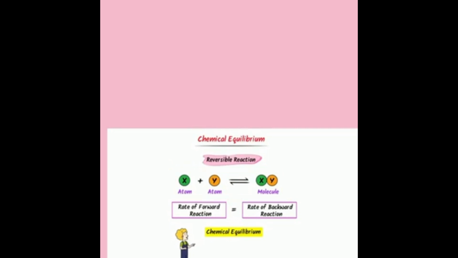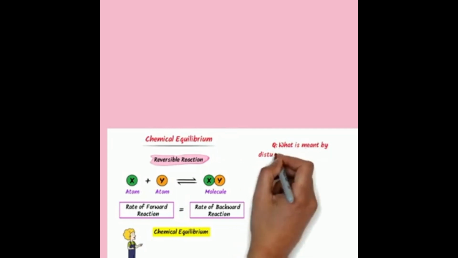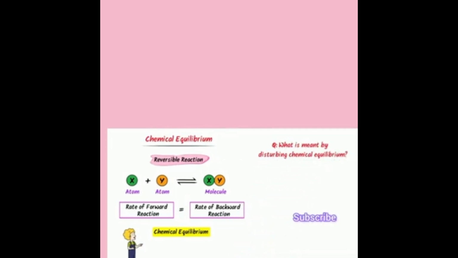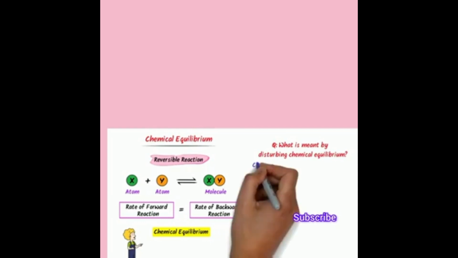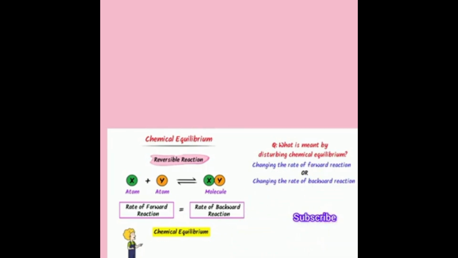Here, let me ask you an important question which I often ask. What is meant by disturbing chemical equilibrium? Well, when we say disturbing chemical equilibrium, it means that we are disturbing or changing the speed of either forward reaction or backward reaction. So remember that whenever I say disturbing the chemical equilibrium, it means that I am disturbing the speed of either side.